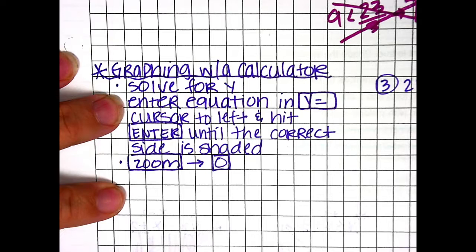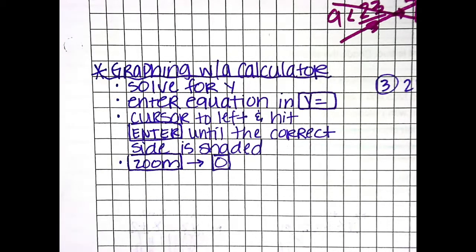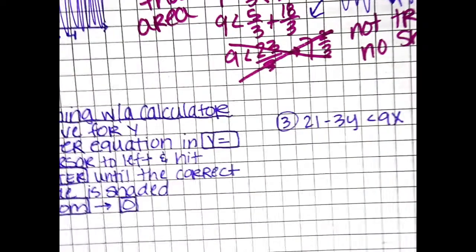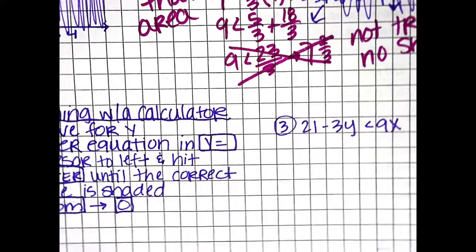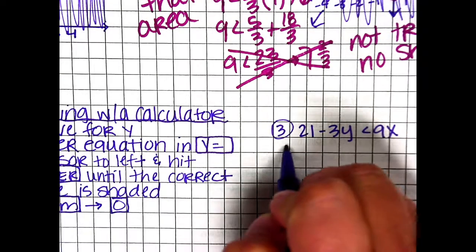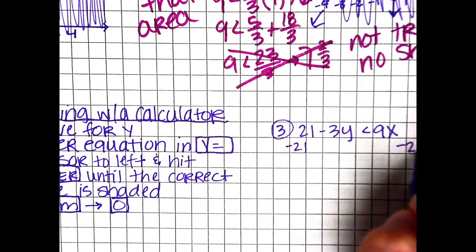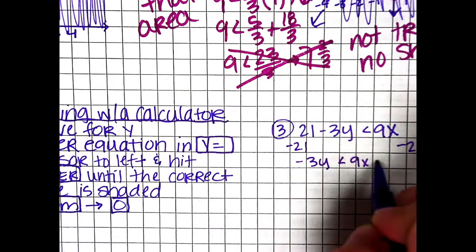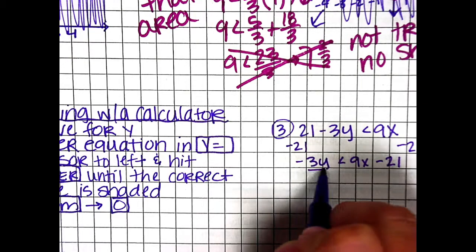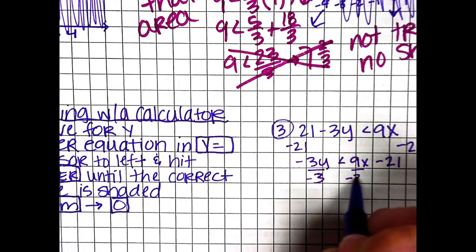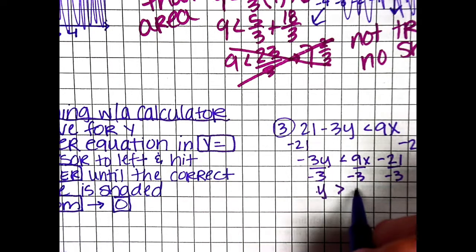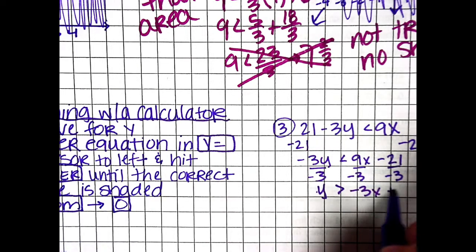The first thing you have to do is solve for y. I have this problem. 21 minus 3y is less than 9x. So we're going to solve for y. We're going to subtract 21 from both sides. So I have negative 3y is less than 9x minus 21. Then I'm going to divide by negative 3. So that's going to, again, reverse my inequality. So I have y is greater than negative 3x plus 7.